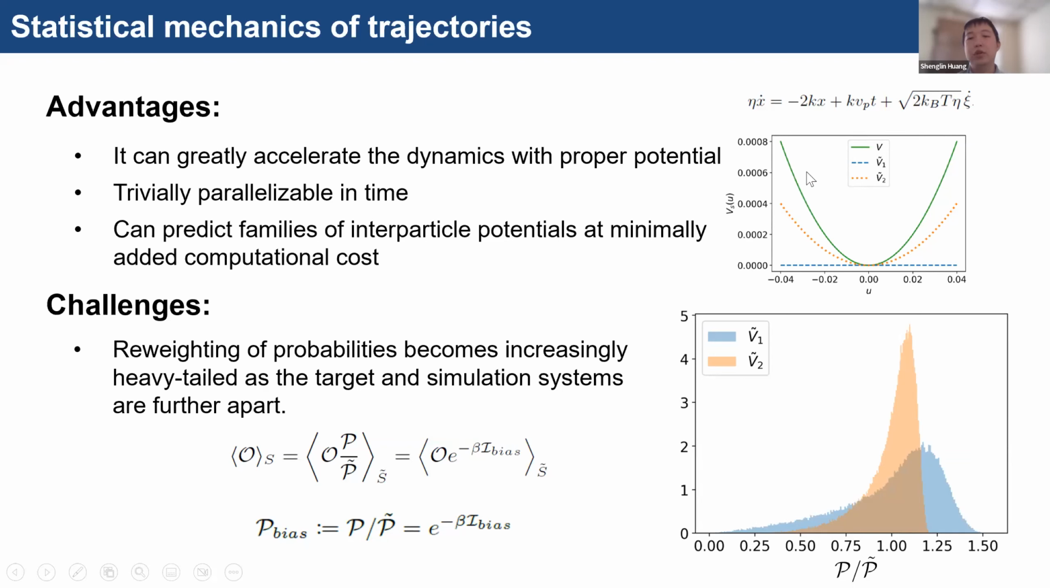For example, if we want to predict this system with this green potential, we can start from either the orange potential or the blue one. But since the blue one is further away, the potential difference is larger. So the path probability, the reweighting factor P bias, also has a probability distribution. That probability distribution will be more heavy-tailed, which means during the prediction the probability is hard to capture, and our prediction will be poorer compared to starting from a system with a nearer potential.